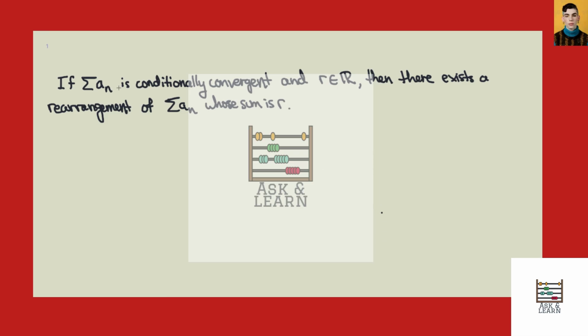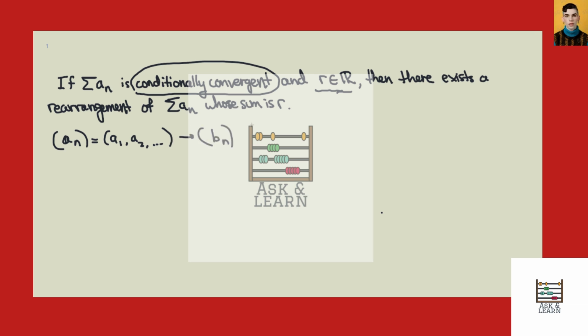In this problem, we have a conditionally convergent series, and R is any real number. Now, we'd like to show that we can rearrange the sequence a_n. So let's say right now we have something like this, and then now we're going to rearrange that into a new sequence here.